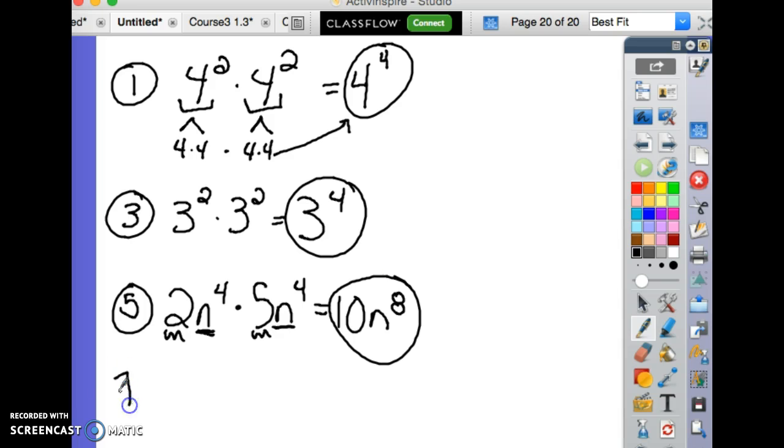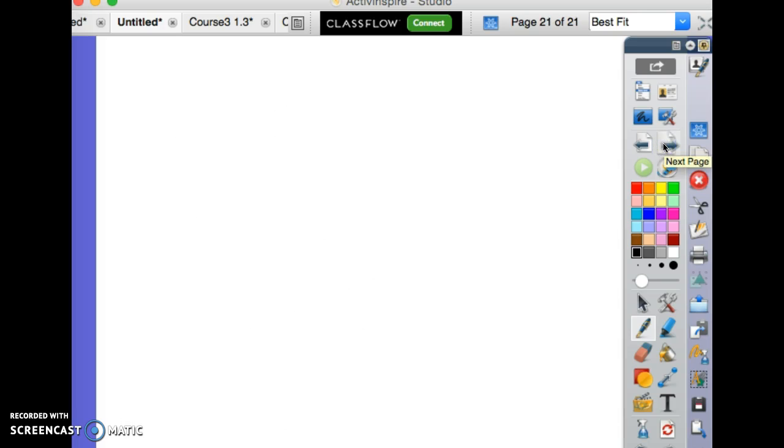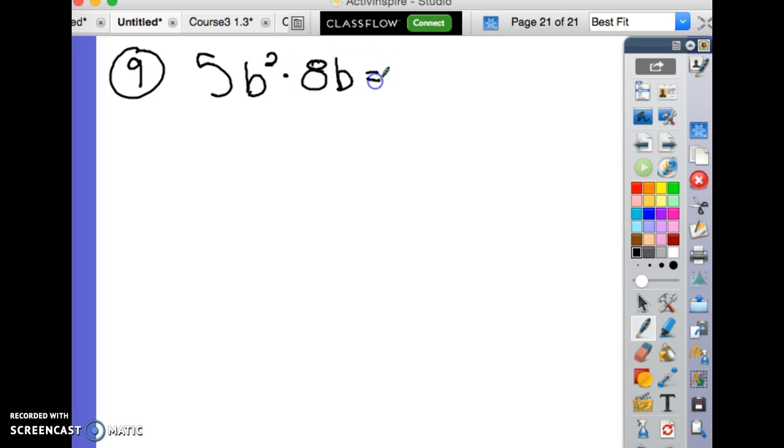Number 7 looks similar. 2n to the 4th times 6n to the 4th. Again, we have our numbers. You know how to multiply 2 times 6. That's 12. Okay, now look, n to the 4th here plus n to the 4th there gives me n to the 8. Look at problem 9. 9 is similar. 5b squared times 8b. You know 5 times 8 is 40.